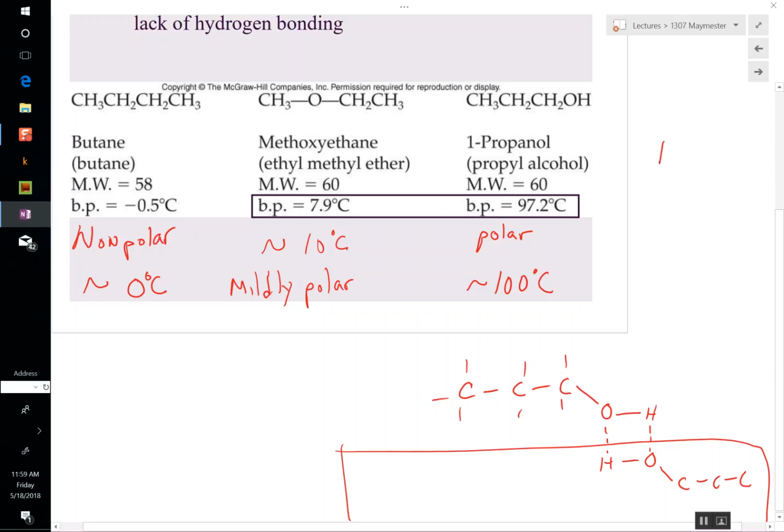Hydrogen's electronegativity is 2.1. Carbon, I think, is 2.5. And oxygen is 3.5. So there's a bigger difference between these two in terms of electronegativities than these two. Still a difference, so a little bit higher boiling point, but not hugely. That's the point. We're going to see this slide, or a similar slide, as we get into chapter 13.